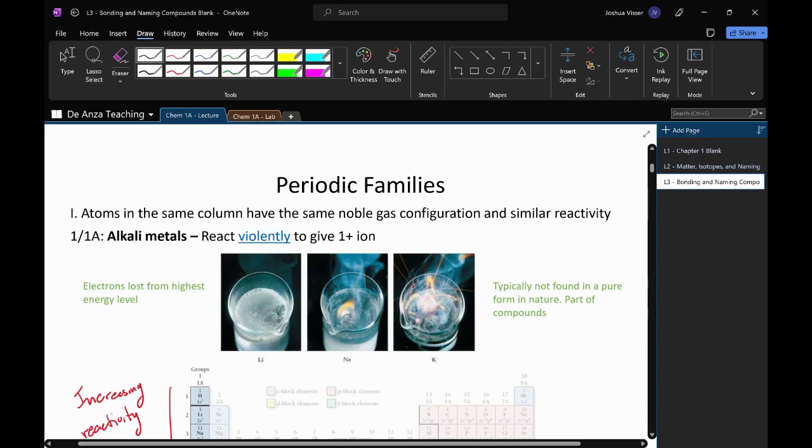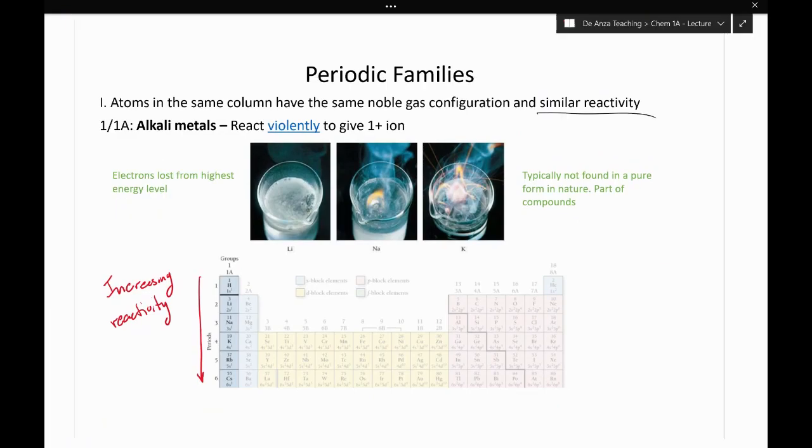And the first column that we discussed was the so-called 1A column, and this family is called the alkali metals. And I showed you that video of when you add these alkali metals in their native state to water, they typically react violently to give a +1 ion. So they give up an electron to form that cation.